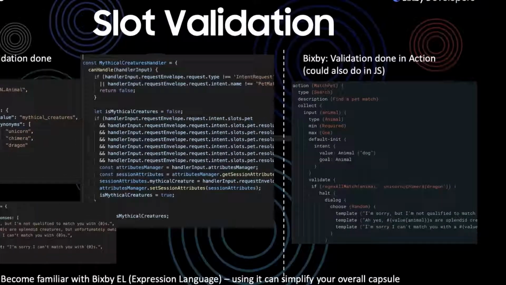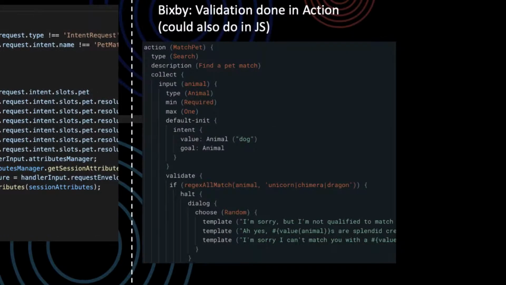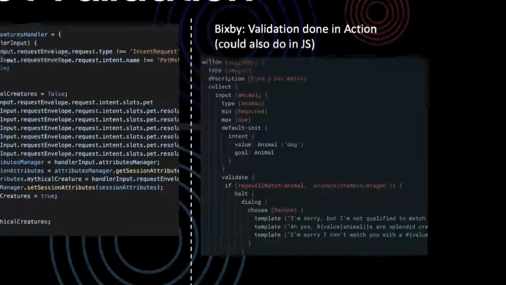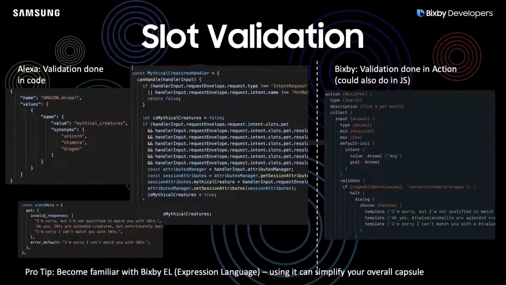Okay, on the Bixby side, doing the exact same thing, but here you're doing it in the action. See, if you look down there, there's a validate, and if regex, a little regex expression, it's a unicorn, chimera, or dragon, choose a random phrase and present that back to the user. So this is a great example of code-heavy versus model-driven development.